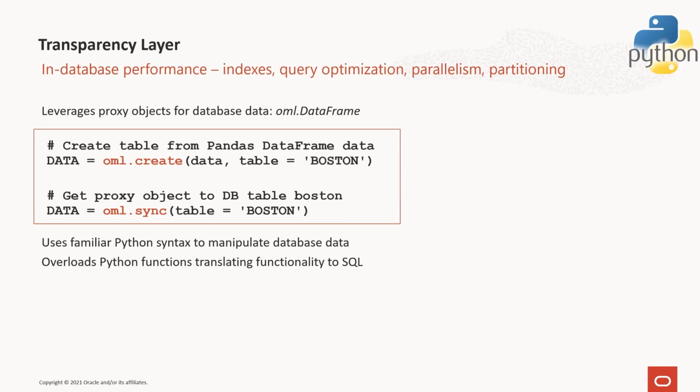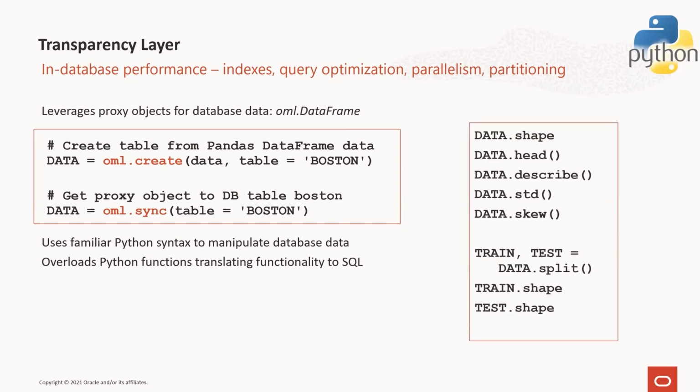Here we see how we can create a table from a Pandas data frame using oml.create, specifying the table name we wish to use, in this case Boston. If the table already exists in the database, we can use the function oml.sync and specify the table name we wish to retrieve. This produces a proxy object that we can then use to invoke familiar Pandas functions like shape, head, and describe, and even take advantage of Python syntax for splitting data into train and test sets. These overloaded functions, in effect, translate desired functionality to SQL for in-database processing.